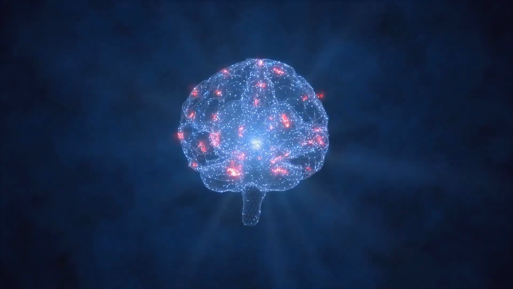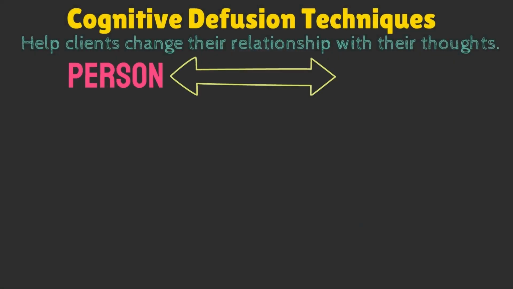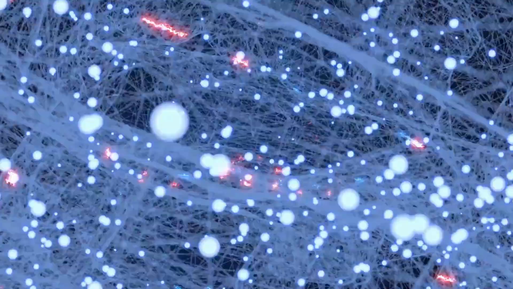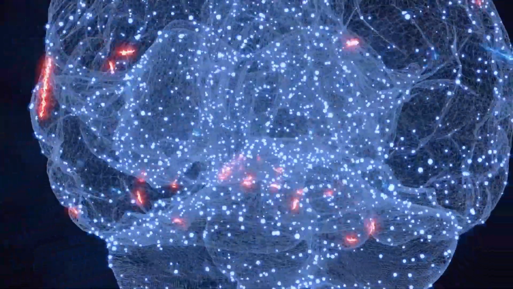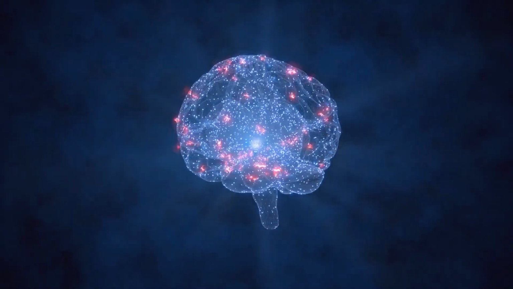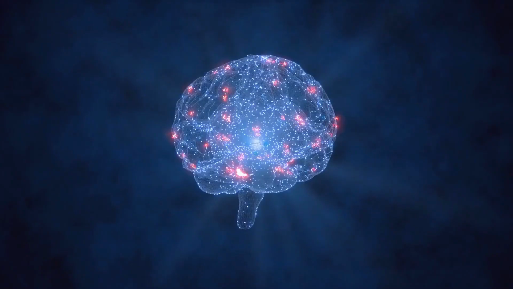Cognitive diffusion involves techniques that create distance between a person and their thoughts, which decreases the impact and influence of those thoughts on the person's behavior. This is crucial because often psychological suffering is not just about the content of thoughts, but how we are fused with them, how closely we identify with or believe them.